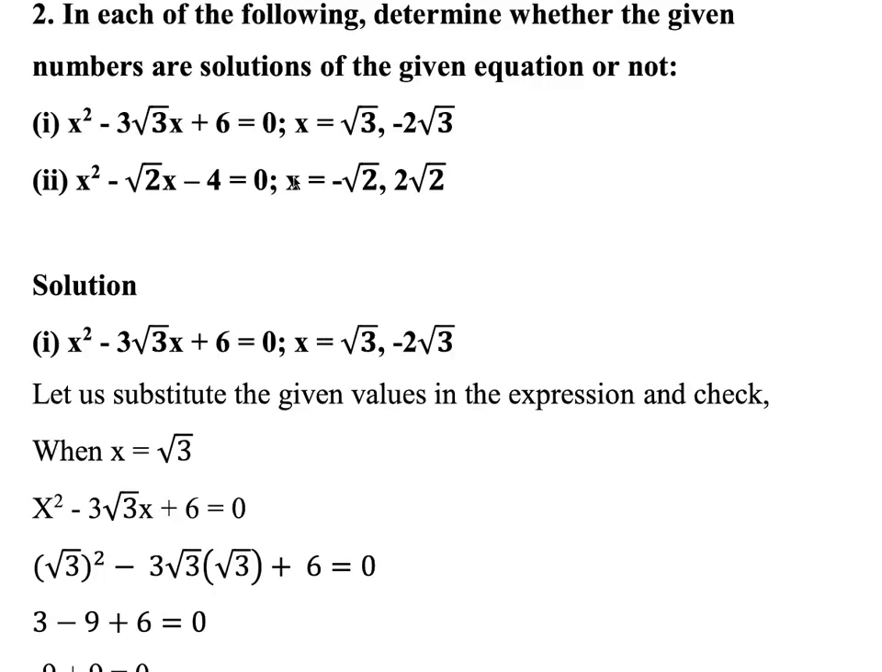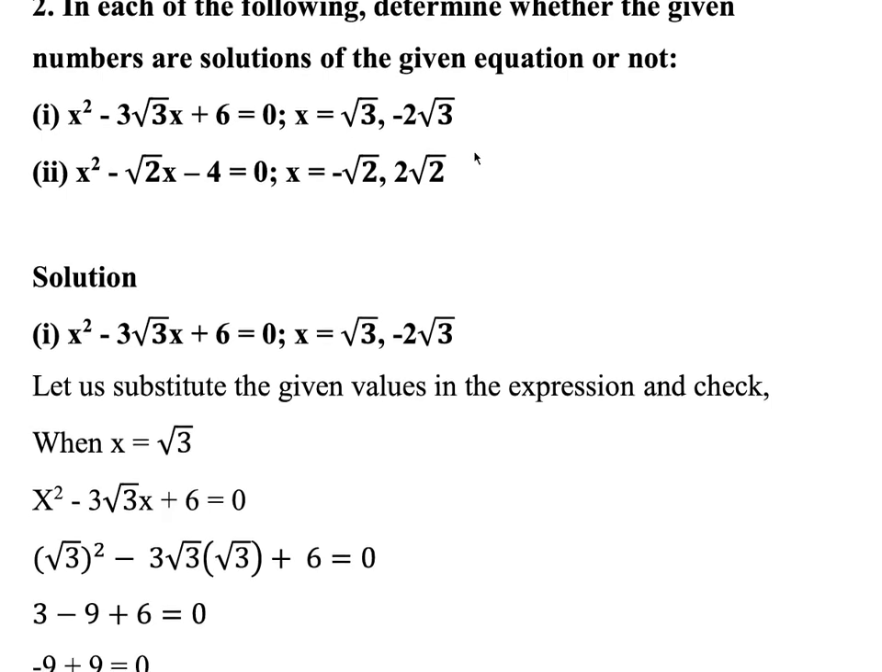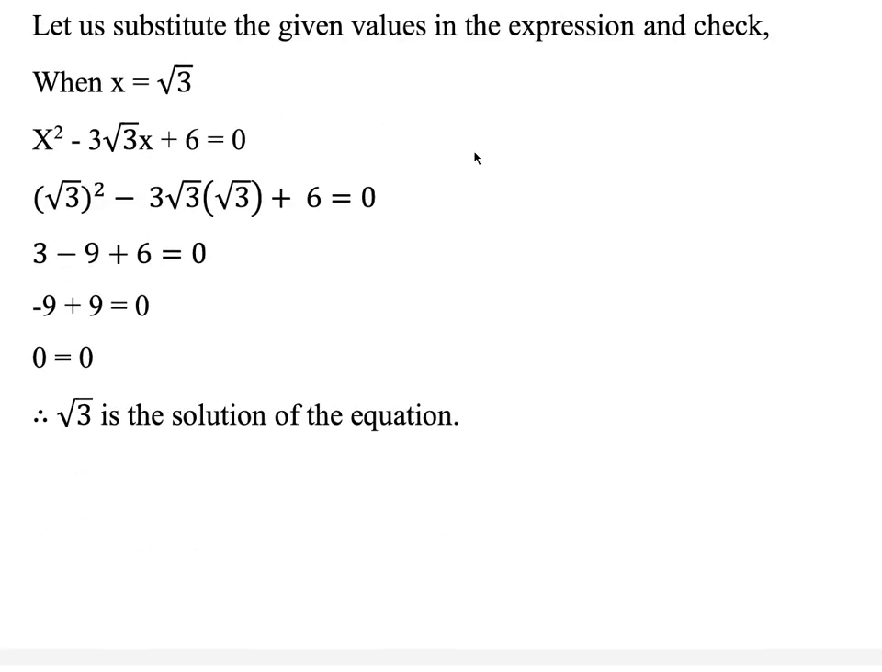Come to the next question. In each of the following, determine whether the given numbers are solutions of the given equation or not. So two equations are given over there. x square minus 3 into root 3 x plus 6 is equal to 0. Here the two roots are given over there, that is root over 3 and minus 2 root 3. So let's put the values one by one.